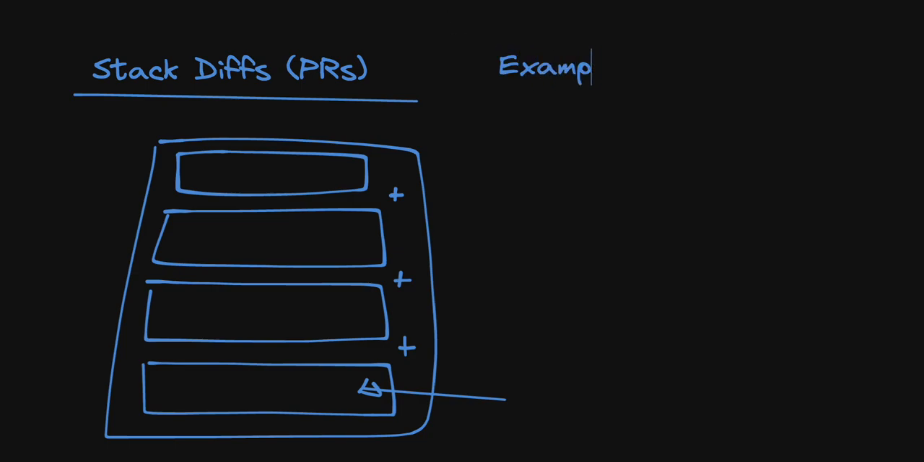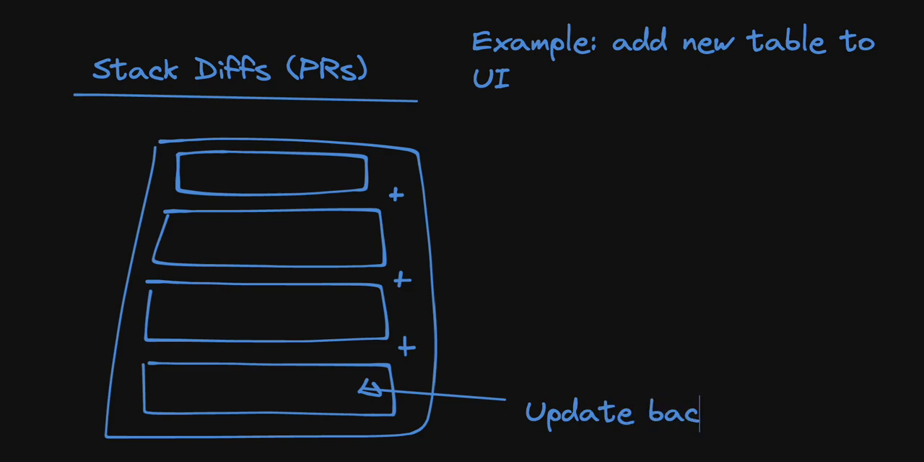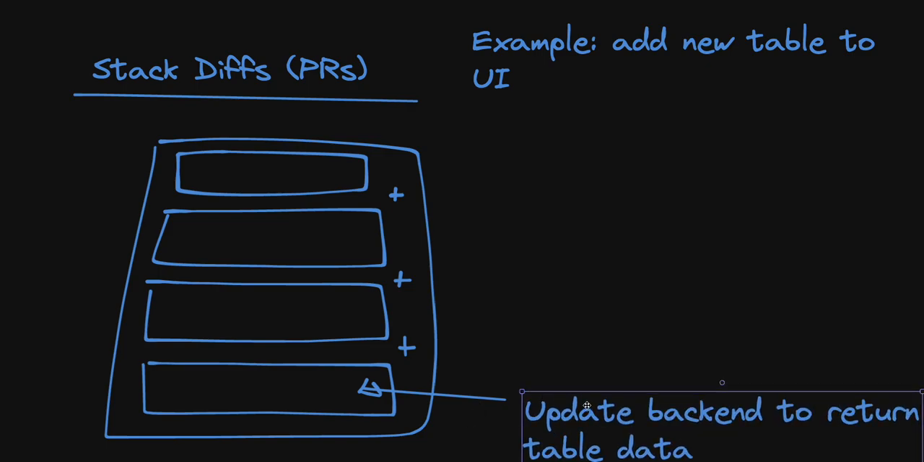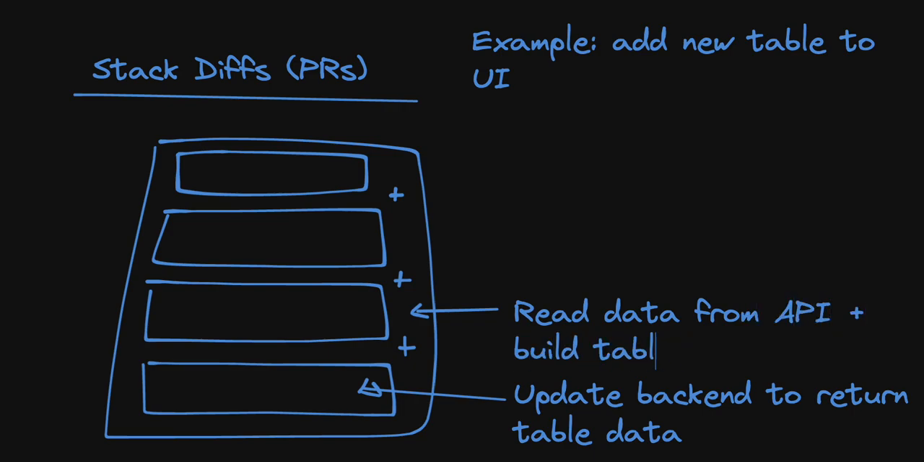Let's say the example is to add a new table to the UI. It's pretty simple, right? You're working on a full stack application, you want to add a new table with some data. The first step here would be something like: update backend to return table data. So you could update the backend, maybe you add a new endpoint, or a new field if you're using GraphQL, but basically somehow you fetch the data from the backend and you now return it. And this can be your first diff. Then the second one could be to actually implement the table: read data from API plus build table, right?